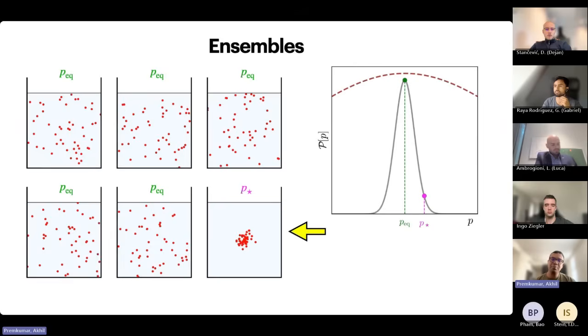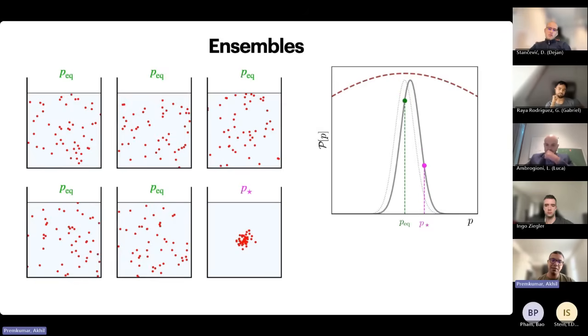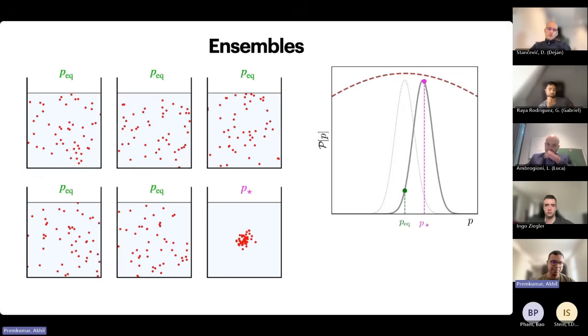And you see that P equilibrium is kind of the dominant outcome that you would expect from this experiment. But there are some other exotic states which are extremely improbable, but still are admissible. All right. So the question here is, can you somehow modify the diffusion dynamics, let's say by introducing some sort of external field or perturbation of some sort, so that P star becomes the dominant outcome?